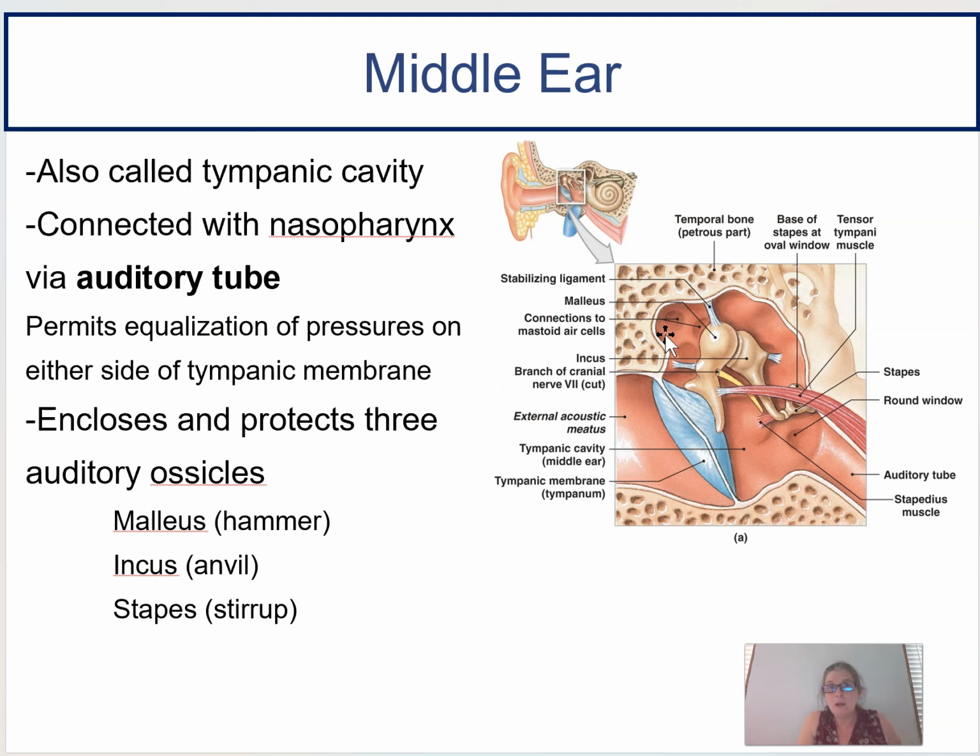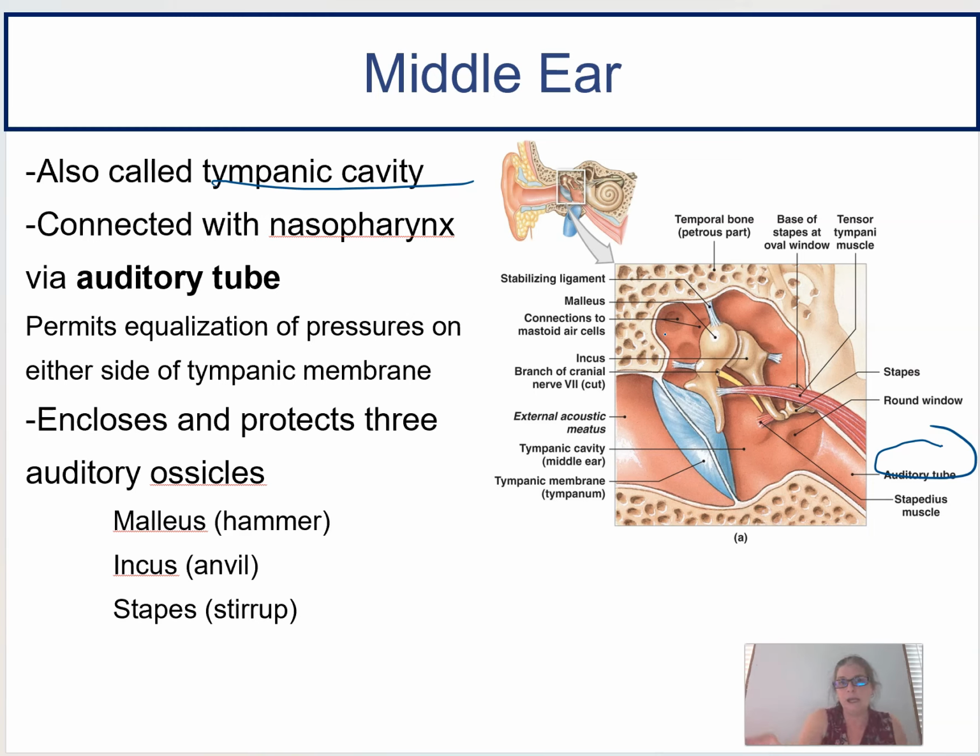If we look at our middle ear, it's sometimes called the tympanic cavity. It is connected to your nasopharynx. Your nasopharynx is basically, if you go in your nose, it's part of your pharynx. The nasopharynx is connected through what has a couple of names. You can call it the auditory tube or the eustachian tube, and it's there to help equalize pressure.